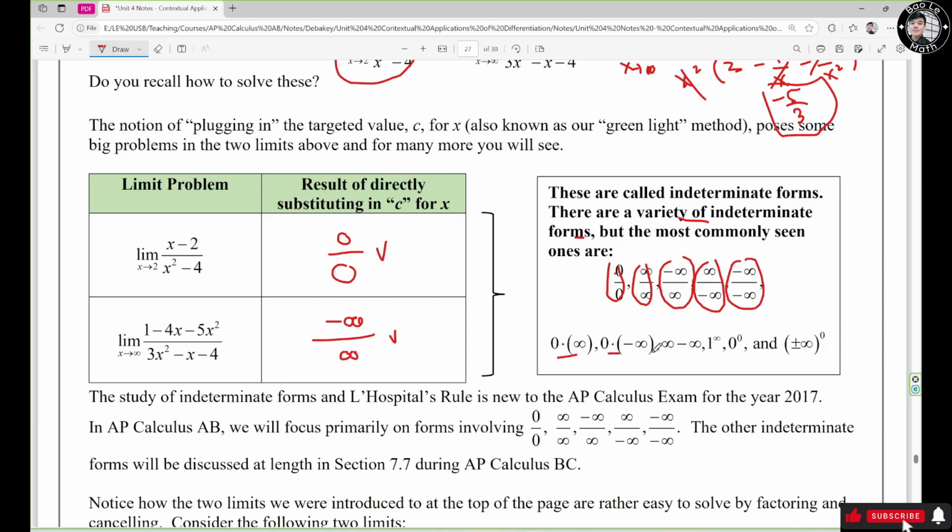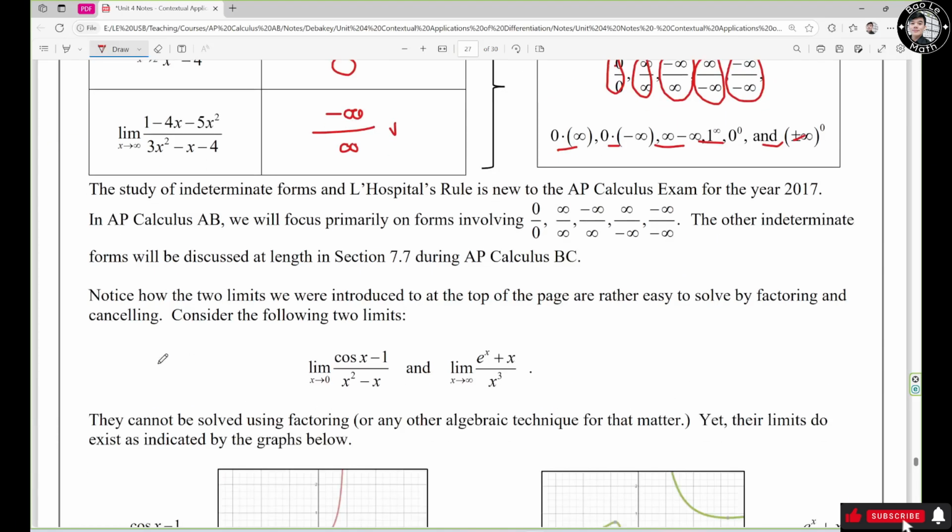Or you can see something like this, right? The study of indeterminate forms and L'Hospital's rule is new to the AP Calculus exam for the year 2017. In AP Calculus AB, we focus primarily on forms involving 0 over 0, infinity over infinity, negative infinity over infinity, positive infinity over negative infinity, and negative infinity over negative infinity. The other indeterminate forms will be discussed at length in section 7.7 during AP Calculus BC.